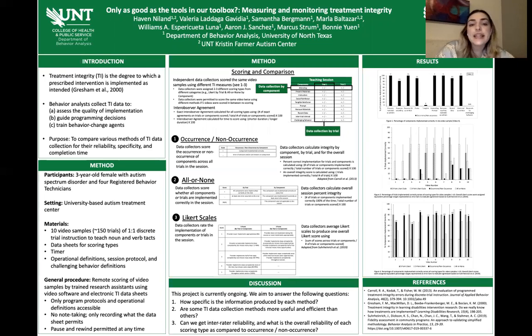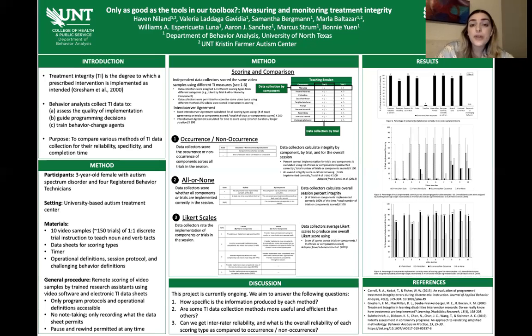Four registered behavior technicians working at a university-based autism treatment center served as data collectors. We trained technicians to collect TI data using the different data collection measures and then had them remotely score video samples. This was done via Zoom with electronic TI data sheets.